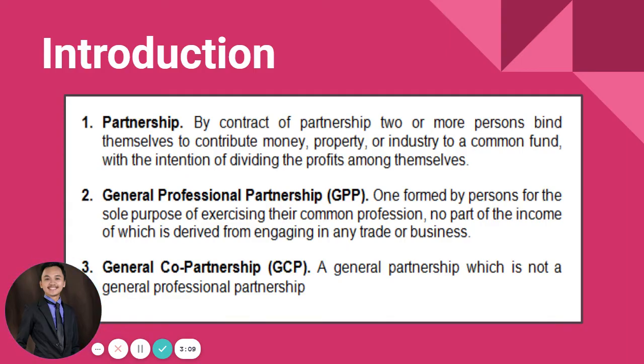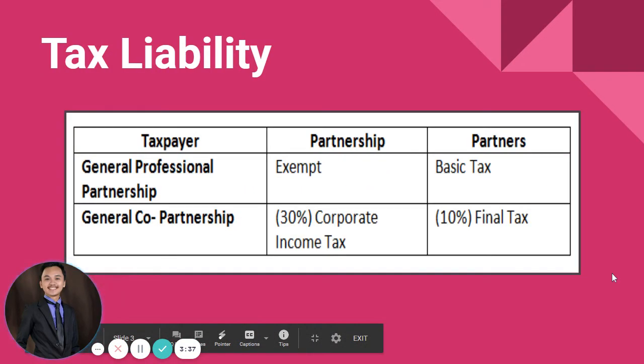We will have separate tax rules pertaining to a general professional partnership, and separate rules applied to a general co-partnership. So before accounting for the taxable income and tax due of a partnership, the first thing we need to do is identify whether it is a general professional partnership or a general co-partnership. Let's proceed with the tax liability of these types of partnerships.